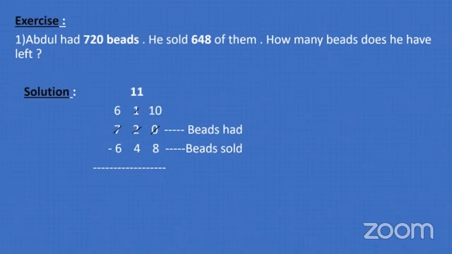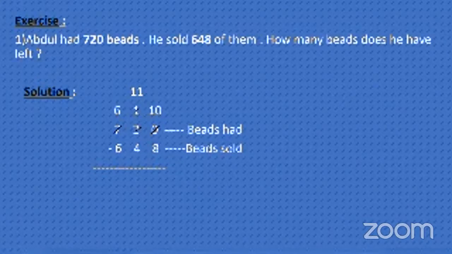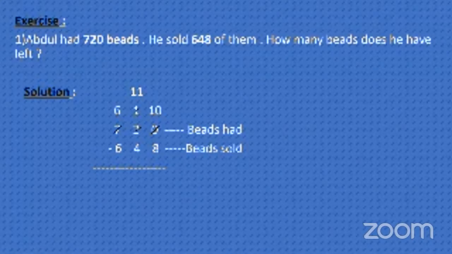Okay. So now here is a 1 remaining. So we cannot minus 4 from 1. So we borrow 1 from the next number, from that 7. And that 1 becomes 11. Now 11 minus 4, what will be there?